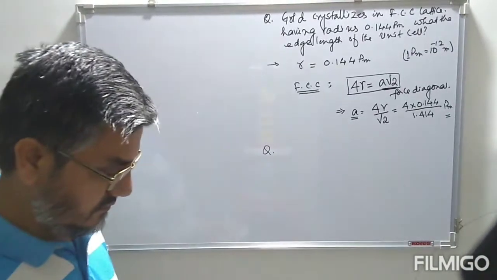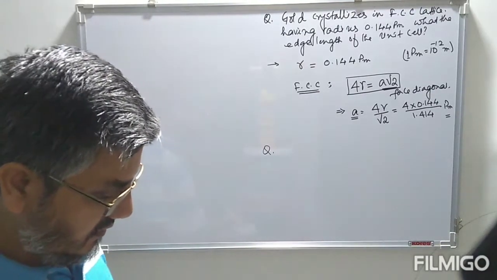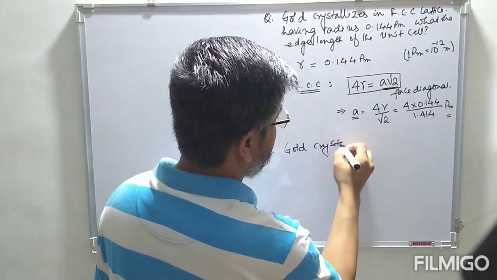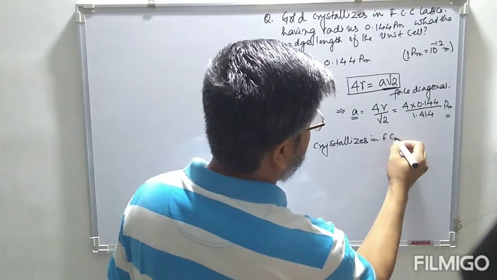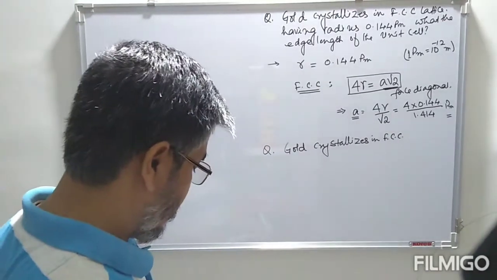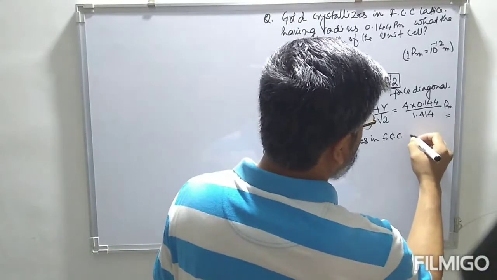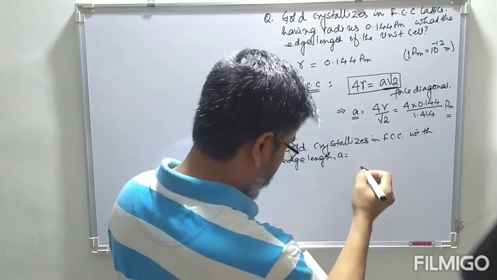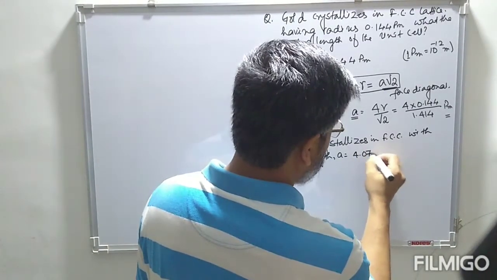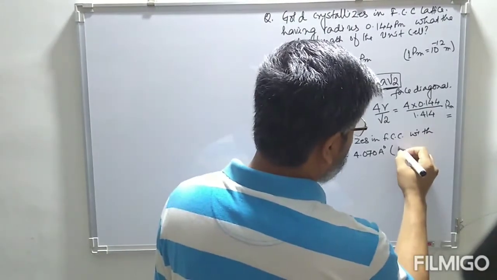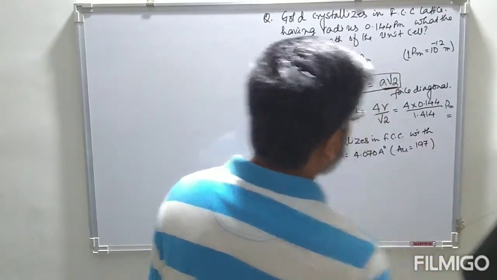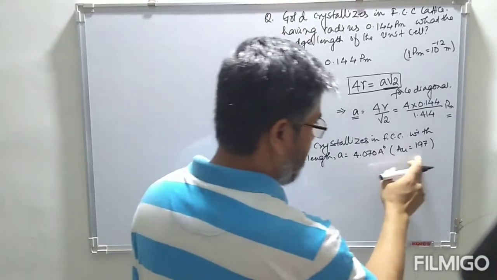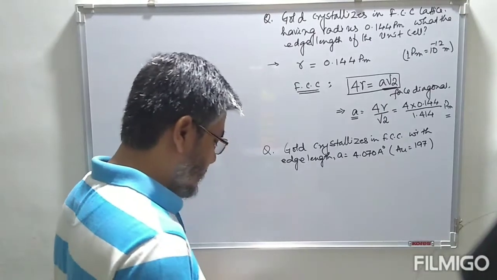Next question. I can take the same question. Gold crystallizes in FCC lattice with edge length a equal to 4.070 angstrom. The atomic mass of gold is given as 197. So gold crystallizes in FCC lattice with edge length a equal to 4.070 angstrom. Mass of gold is 197. What is the closest distance between gold atoms?